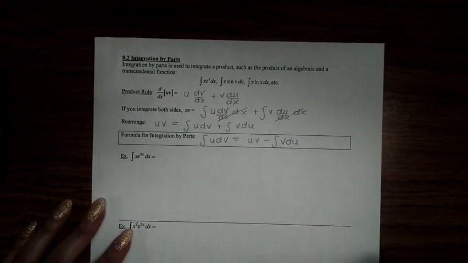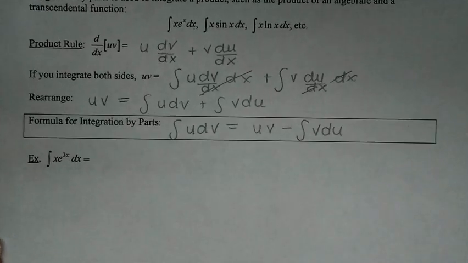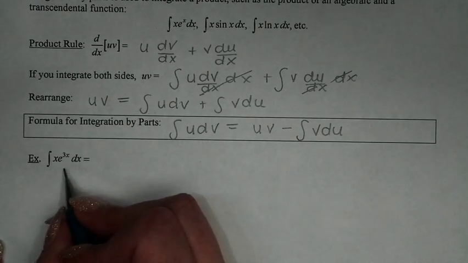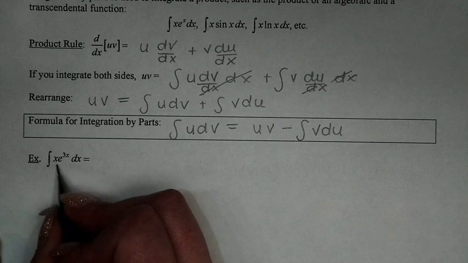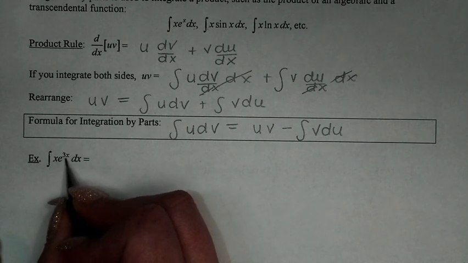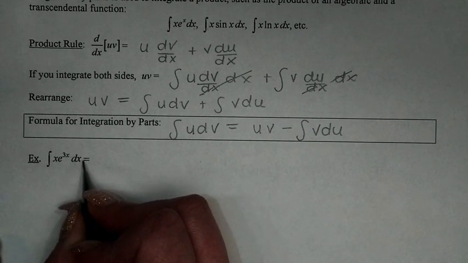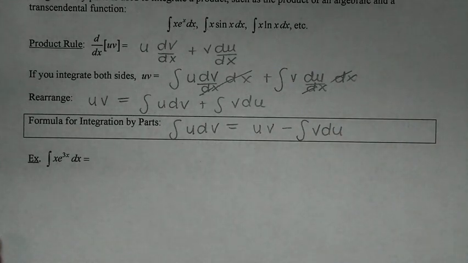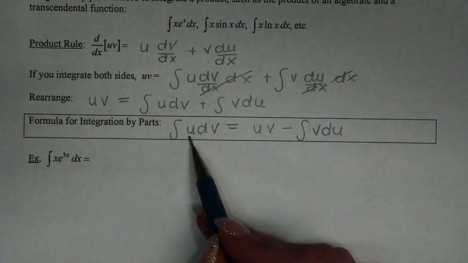Okay, so let's go back to our notes. You can see here that we need the integration by parts formula because you have an x times the e to the 3x dx. Now you're going to tell me, how in the world am I going to know what's u and what's dv?